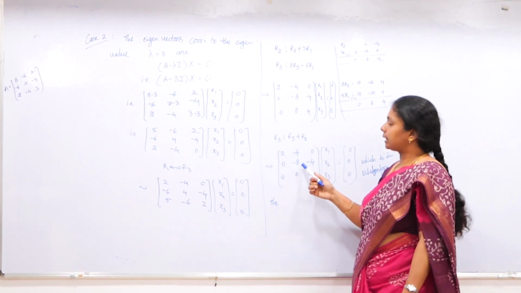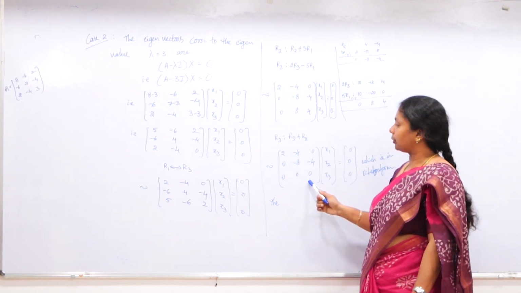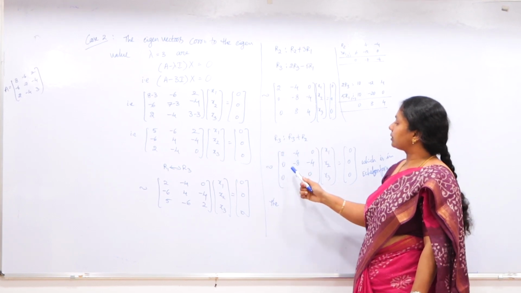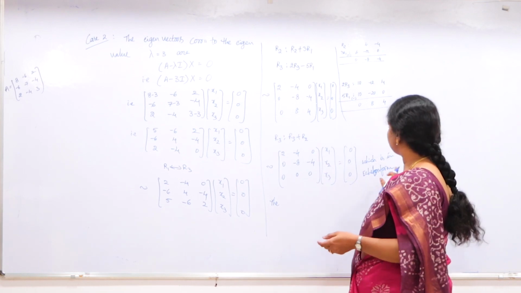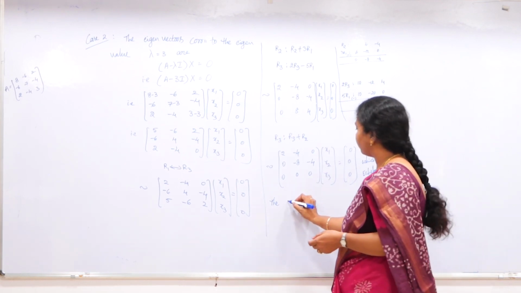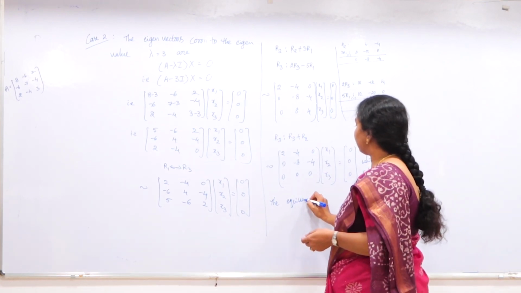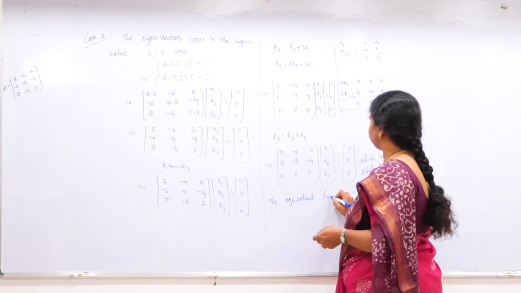First non-zero row, second one non-zero row, third one 0 row. First row contains no zero, second row contains 1 0, third row contains more than 1 zeros. So this is in echelon form. Next, write the equivalent system of equations.